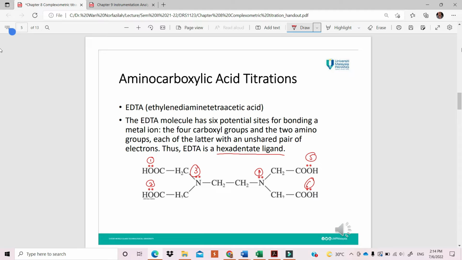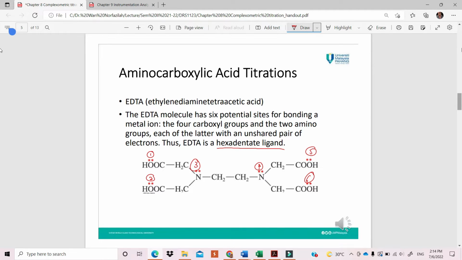Okay, so as I said just now, EDTA has 6 potential sites for bonding a metal ion. Okay, 4 carbonyl groups, 1, 2, 3, 4, and 2 amino groups, 1, 2. Each of the latter with an unshared pair of electron. Okay, dia ada unpaired electron kat sini. So kat sini kita tak panggil dia oksigen lah sebab dia adalah COOH, dia carboxyl group. Yang ni kita tak panggil dia nitrogen macam amonia tadi, kita panggil dia amino group. Yang ni you guys belajar dalam organic chemistry lah.